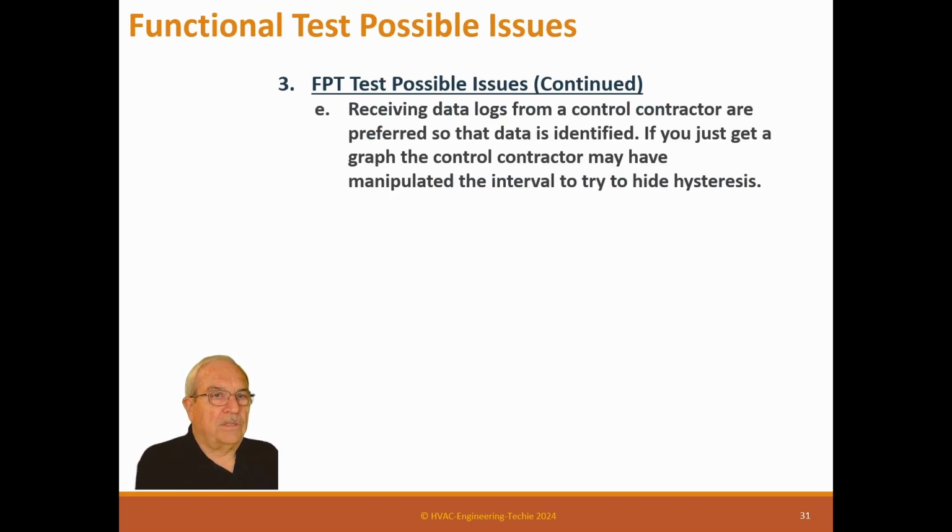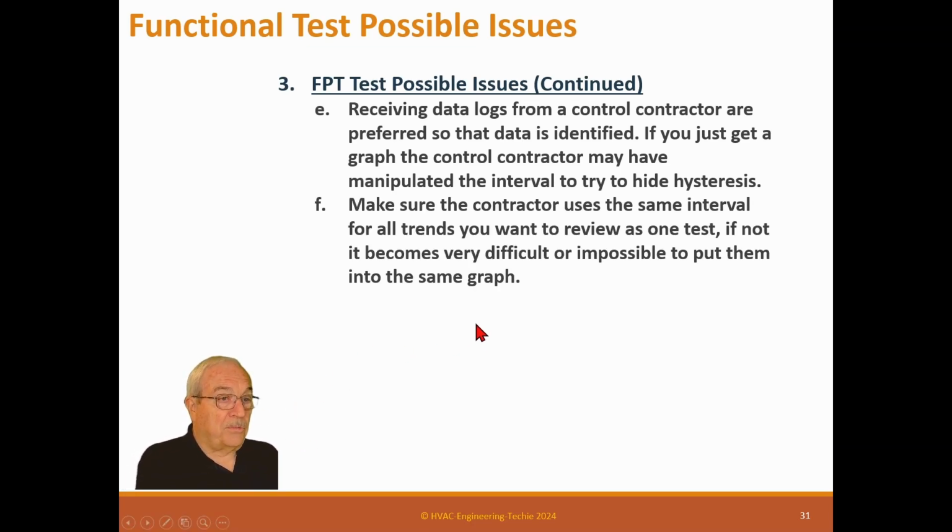Receiving the data log from a control contractor is preferred so that the data is identified. If you just get a graph, the control contractor may have manipulated the interval or tried to hide hysteresis, or may not know. So it's much better to get the data instead of a graph. Of course, you have to spend some labor creating it, but you can set up a template in Excel and just import the data, and it comes right in and does whatever you want without a lot of time. So that will help. Make sure the contractor uses the same interval for all trends. You want the same interval at one time. If not, it becomes very difficult or impossible to put them together.